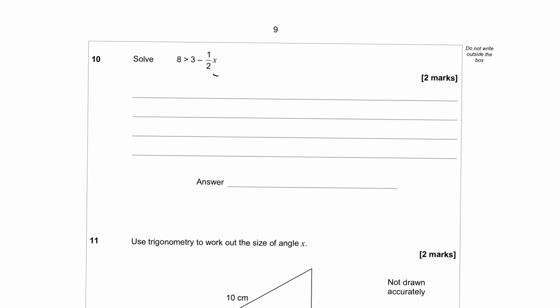In order to do this, you want to make x the subject. So I'm going to take away 3 from both sides, which leaves me with 5 is greater than minus a half x. Then I'm going to divide by minus a half on both sides, and obviously you can use a calculator to do this if you want. Dividing by minus a half should give you an answer of minus... okay, that should be minus 10.